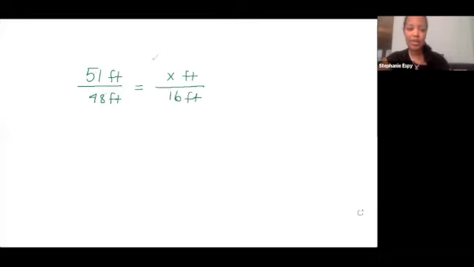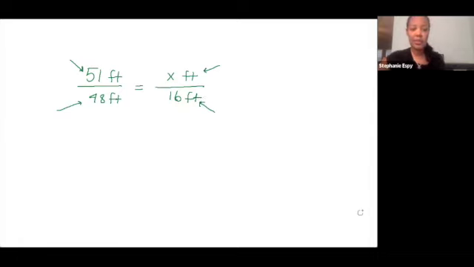So you said the building, which is 51 feet tall, has a shadow that is 48 feet long. And then you want to know how tall is this other building that has a shadow that's 16 feet. So you set up your proportion in this way. So 51 feet for the building, 48 feet for the shadow, X feet for the building, 16 feet for the shadow. And then we can just do a cross multiply and solve.